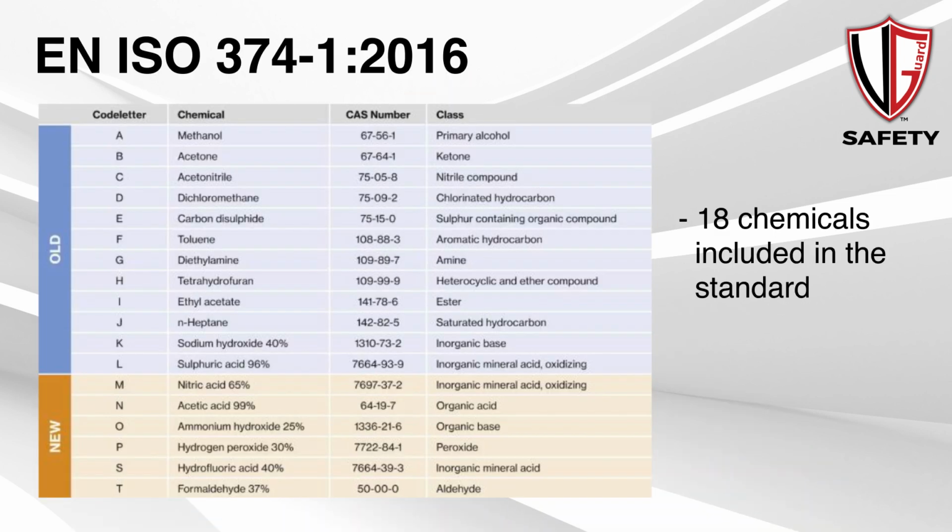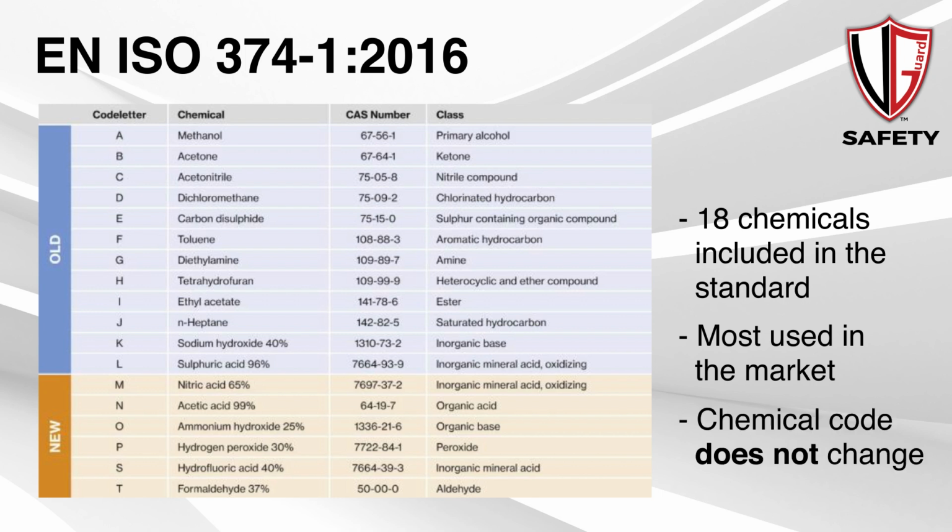There is a total of 18 specific chemicals included in this standard's testing requirements, and they are listed below. These are the most used chemicals in the market. It's important to note that the code for the chemical doesn't change. The CAS number is listed and it is also specific to each chemical.